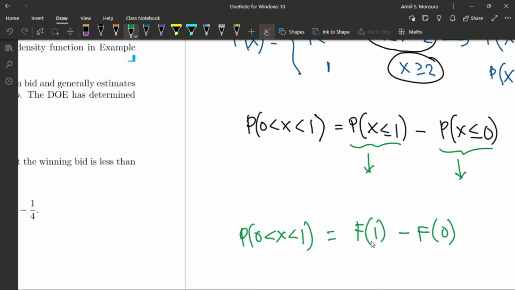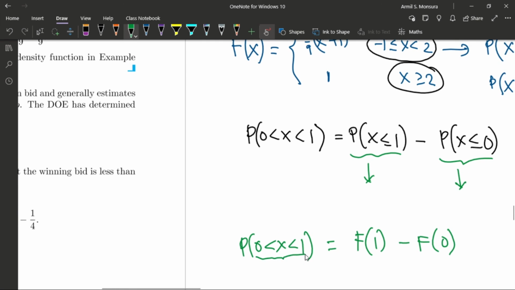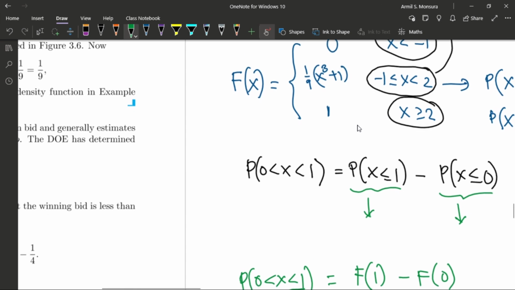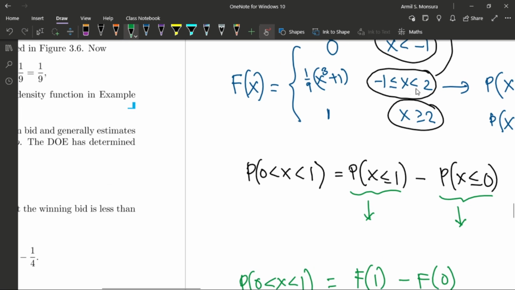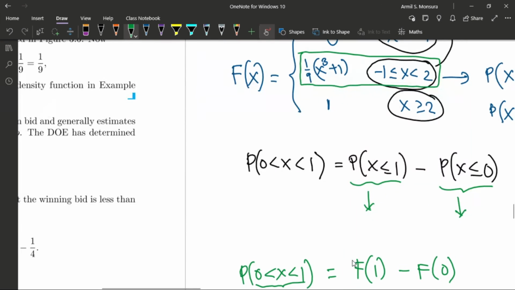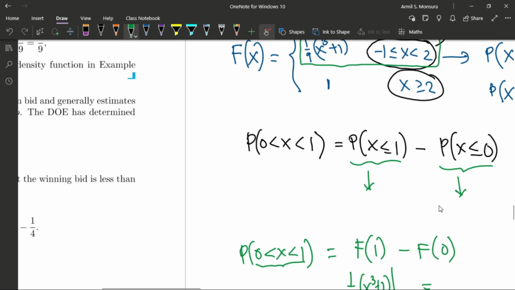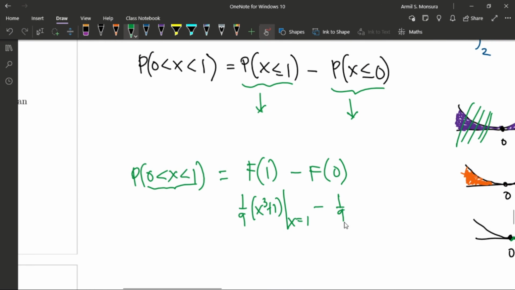But how do we evaluate this f of 1 and f of 0? Okay, so we simply look for this range in our f of x. So we find this range here, within this interval. So therefore, our f of 1 here is this one, evaluated when x is equal to 1. So that is 1 over 9 times x cubed plus 1 when x is equal to 1. Okay? While our f of 0 is the same: 1 over 9 times x cubed plus 1 when x equals 0.